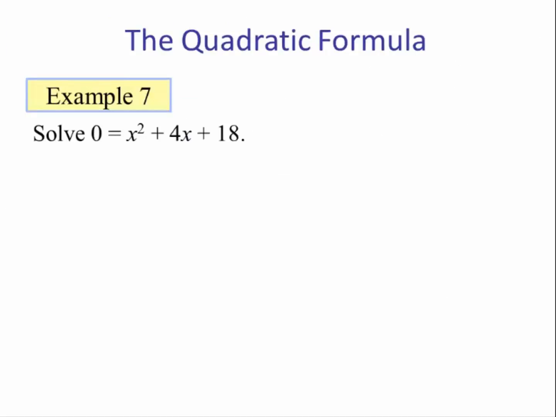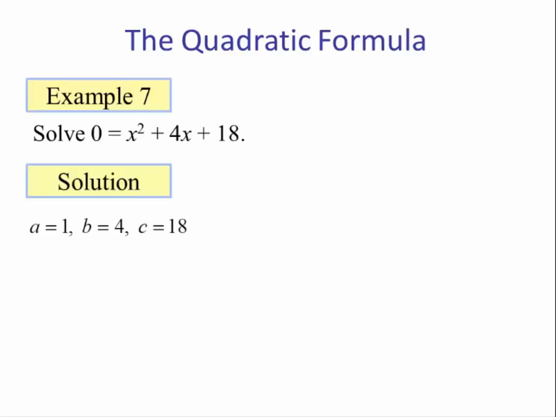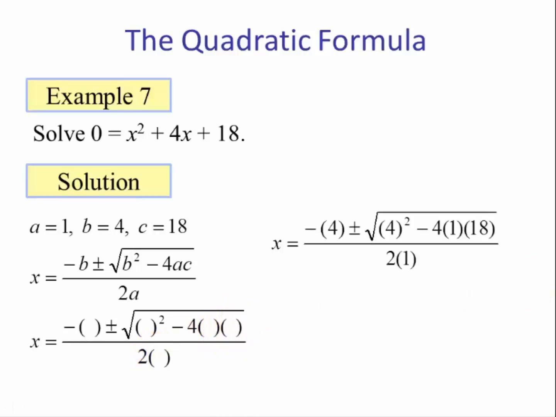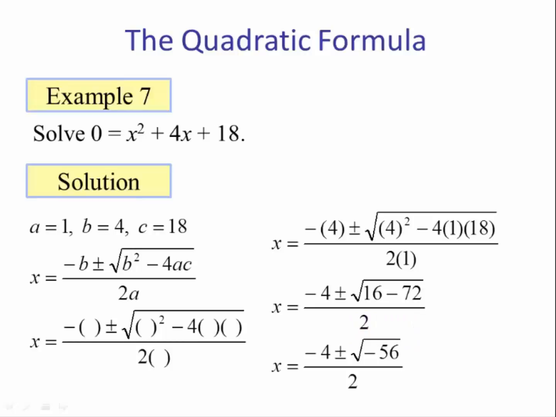Example 7. Solve 0 equals x squared plus 4x plus 18. Solution: in this case, a is 1, b is 4, c is 18. So using our quadratic formula, this simplifies to negative 4 plus or minus the square root of 16 minus 72, all divided by 2. 16 minus 72 is negative 56. Because we cannot take the square root of a negative number, we say that there are no real solutions.